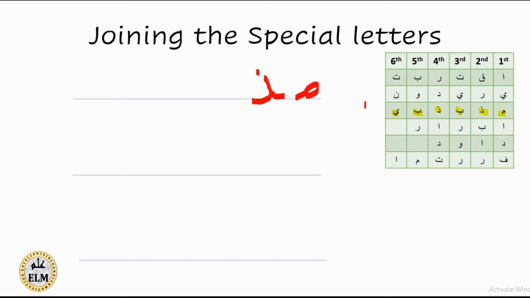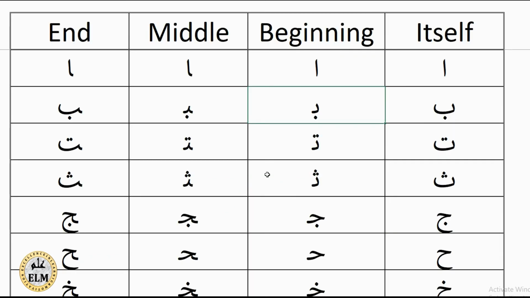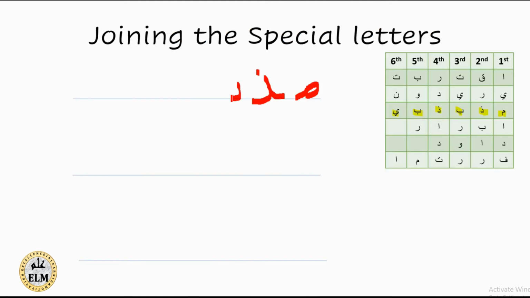Let's see how ba looks like in the beginning. This is how ba looks like. Let's copy it. After ba is dhal. We have copied dhal already. Let's copy this shape here as well. Let me do the dot again because it's a bit confusing. Okay, now again we have ba. We copied ba here. Again, when the special letter comes, the joining up finishes.